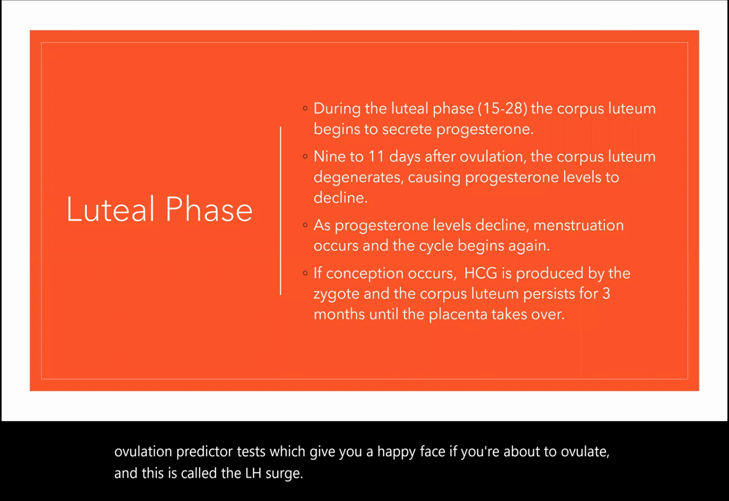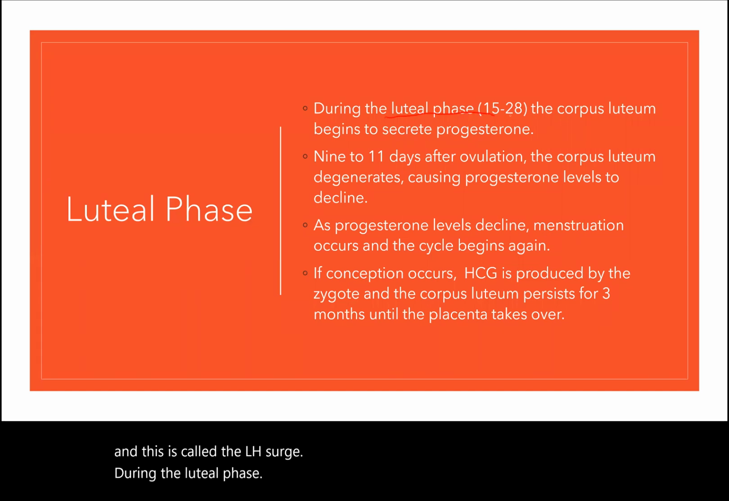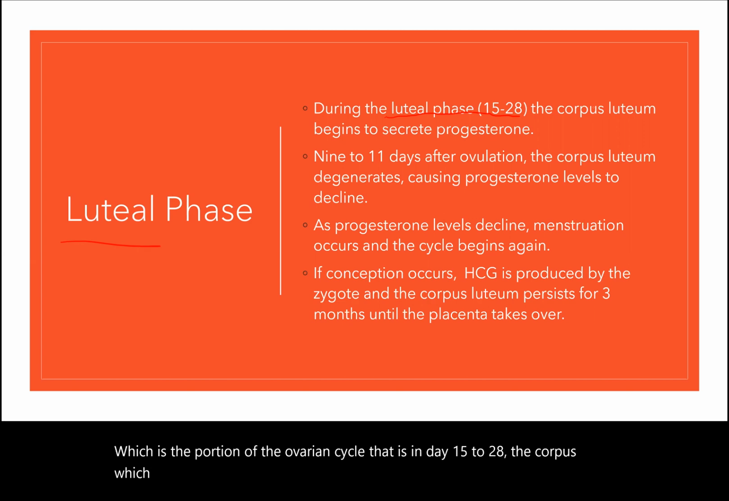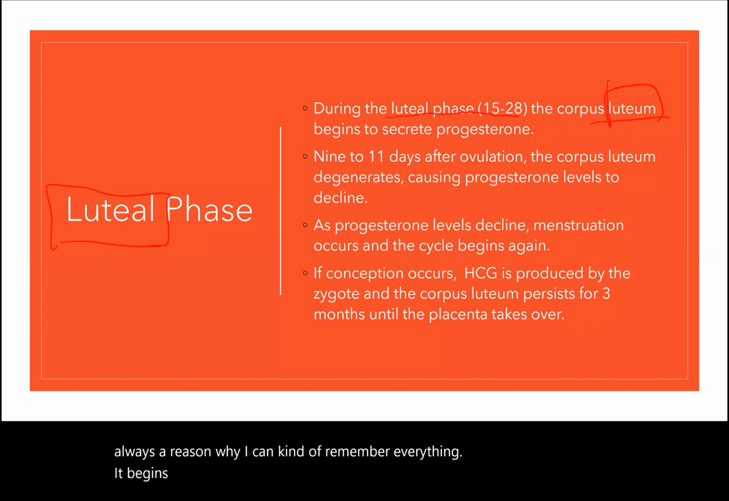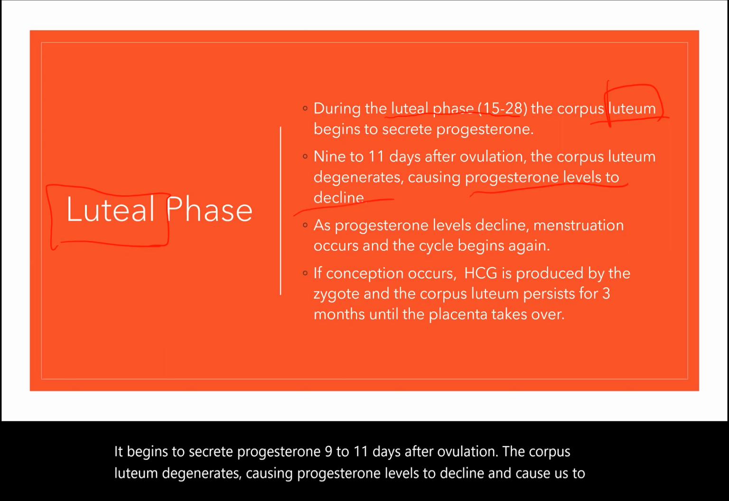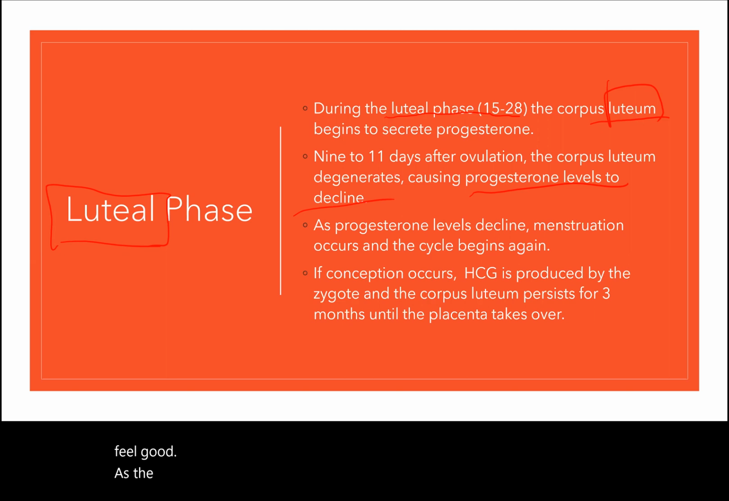During the luteal phase, which is the portion of the ovarian cycle that is in day 15 to 28, the corpus luteum, which makes sense, luteal, corpus luteum. That's how I remember. There's always a way I can kind of remember everything. It begins to secrete progesterone 9 to 11 days after ovulation. The corpus luteum degenerates, causing progesterone levels to decline and cause us to not feel good. As the progesterone level declines, menstruation occurs and the cycle begins again.